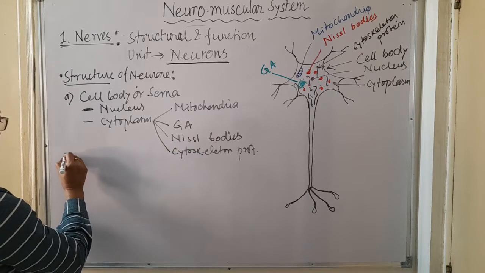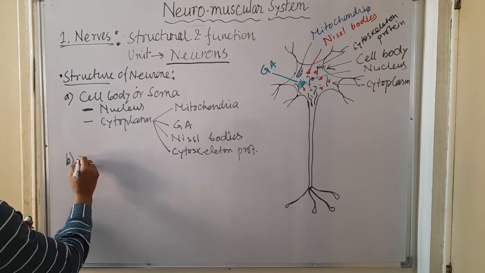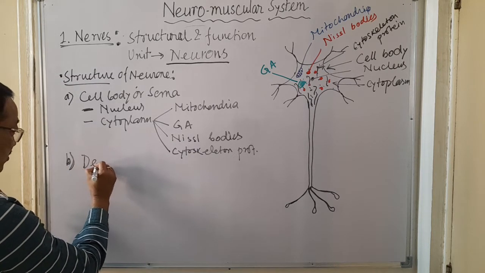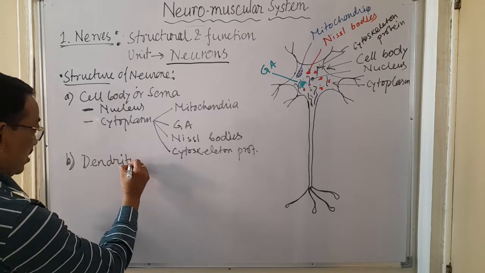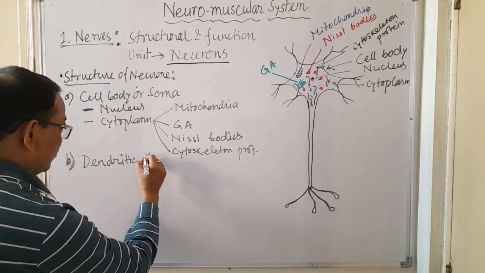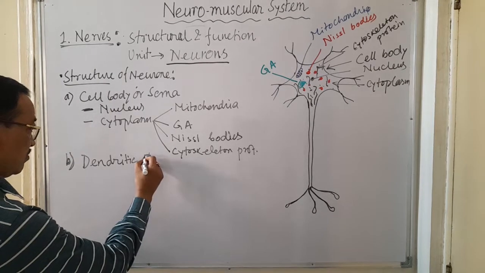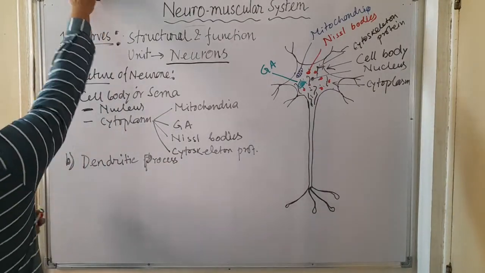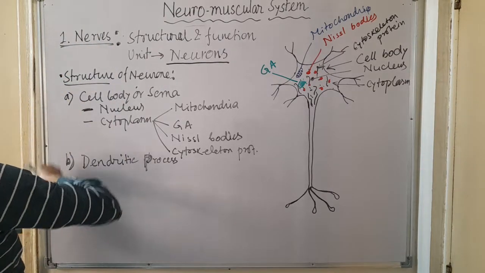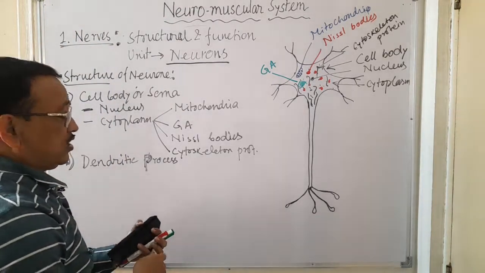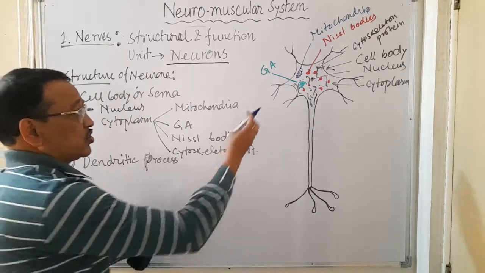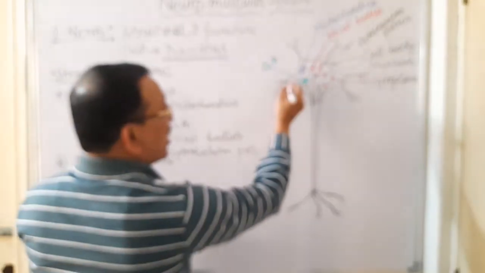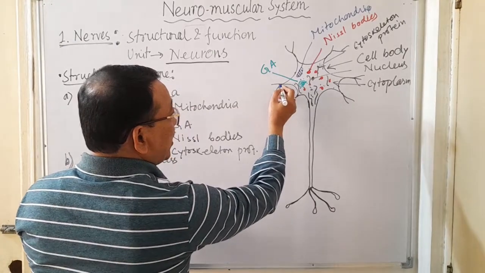The second component of the neuron is known as the dendritic processes. Here you see, these are the processes from the cell body. As I told, multiple processes, generally 2 to 7 processes, originate, and these are known as the dendritic processes.